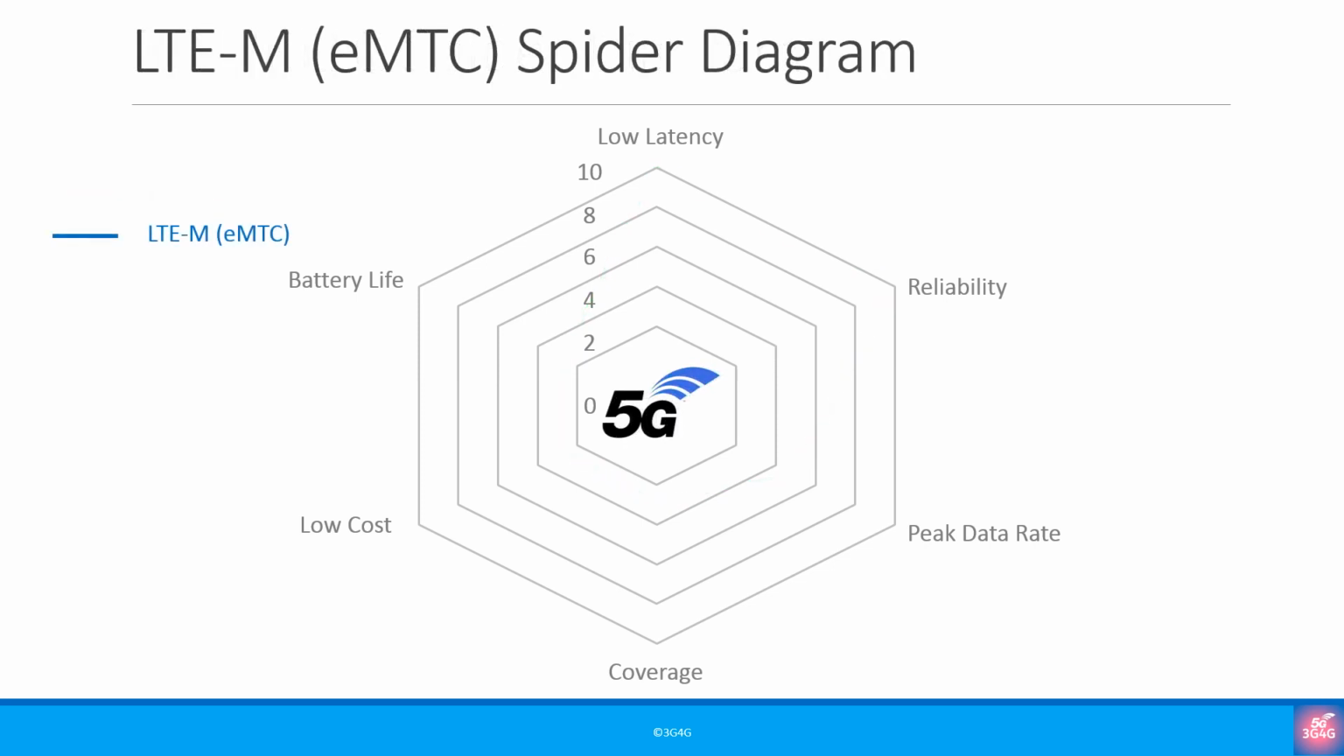Now let's do the same activity for LTE-M or eMTC. Low latency is not important. High reliability is not important either. The same with peak data rates. Coverage is very important though, as the message is expected to reach the base station whenever it's transmitted.